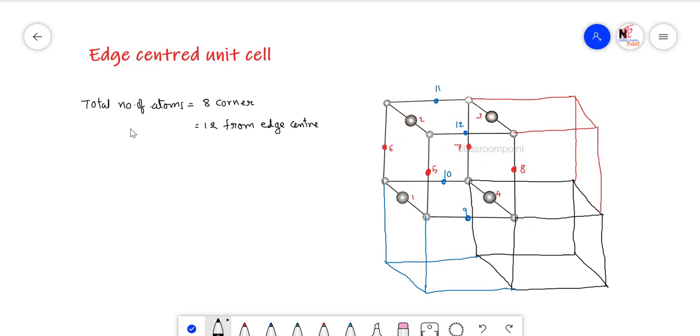In this, we know that the contribution of the corner atoms is 1/8. Share from corner atoms is equal to 8 into 1/8, equals 1. Share from edge centers.